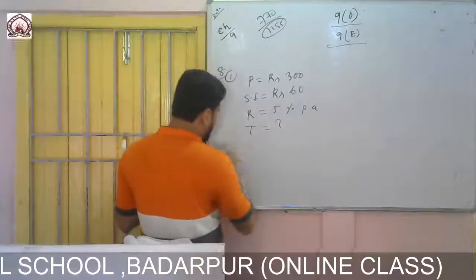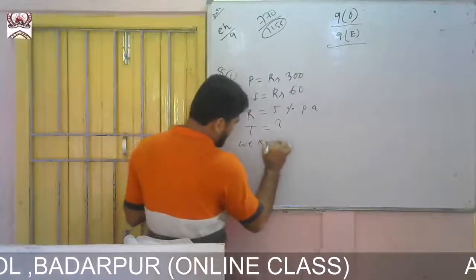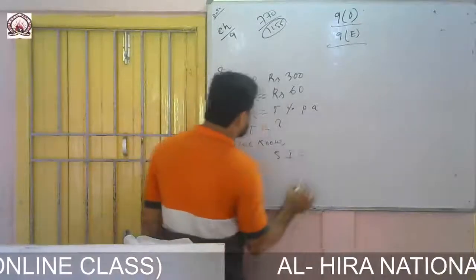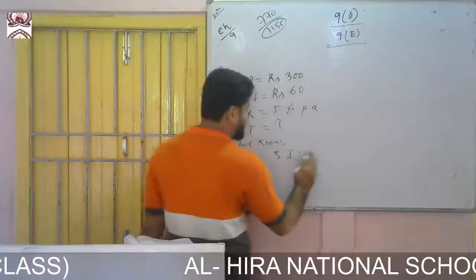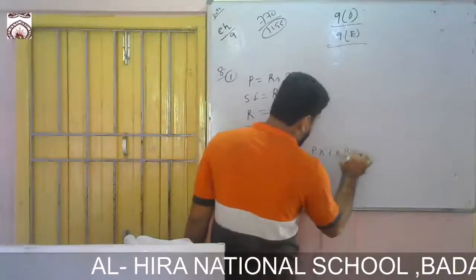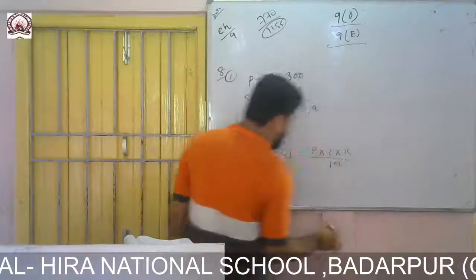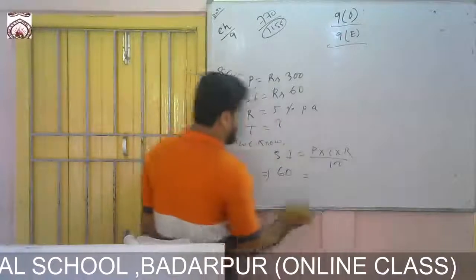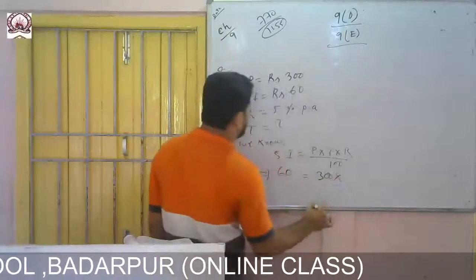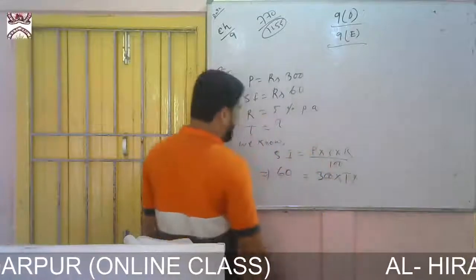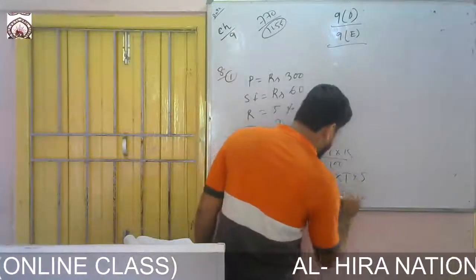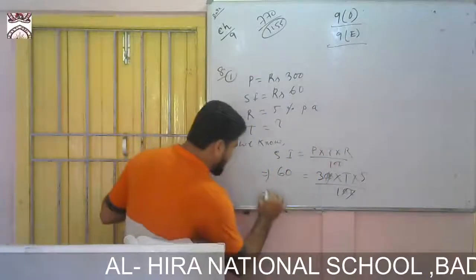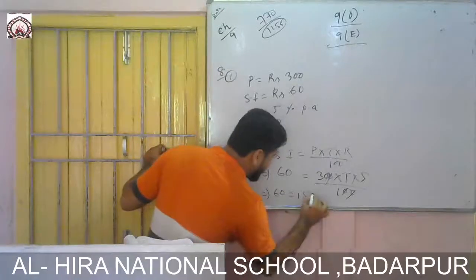Therefore you write, we know SI equals P into T into R by 100. SI is given, 60, into P, 300, into T, which you need to find, into R, 5 by 100. The zeros cancel. So remain 3 fives are 15. 15T. So write 60 equals 15T.